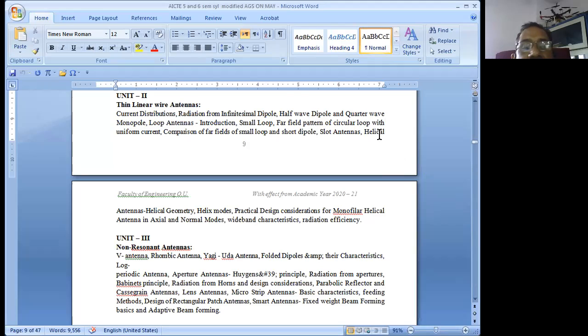So in today's session, we try to discuss some of the other types of antennas, such as loop antennas. In loop antennas, we normally have small loop antennas and large loop antennas. We discuss both of them, and helical antennas. These loop antennas and helical antennas are preferably used to transmit signals at medium and high frequencies in the microwave range.